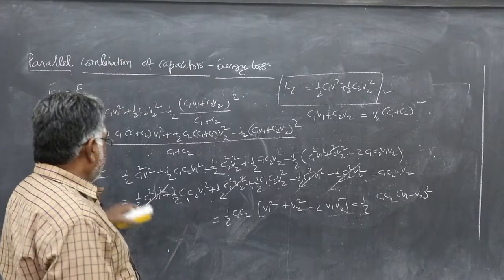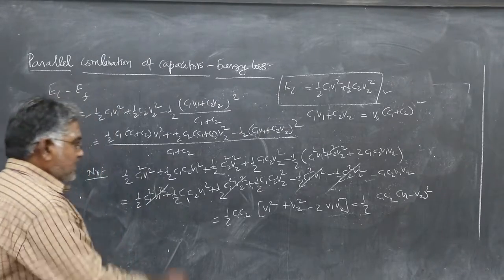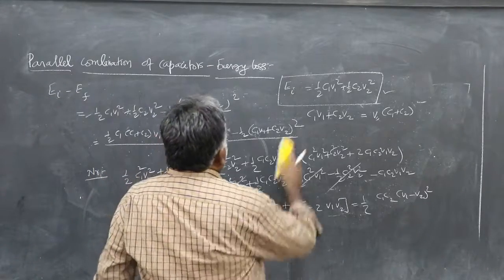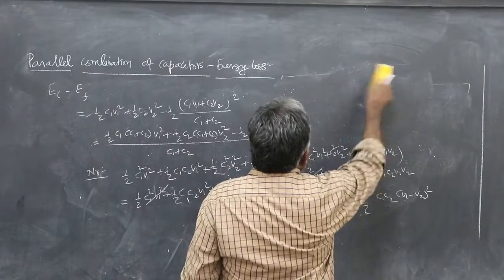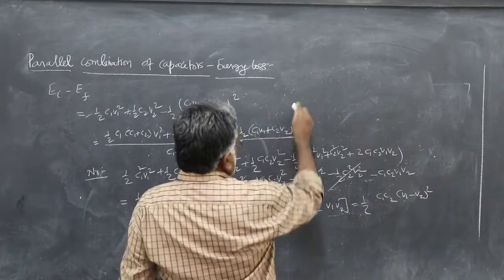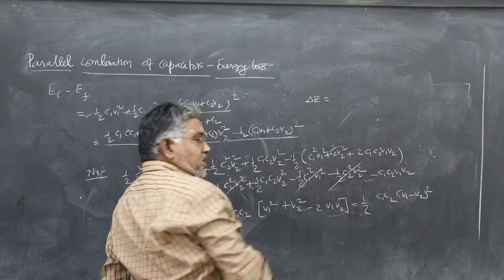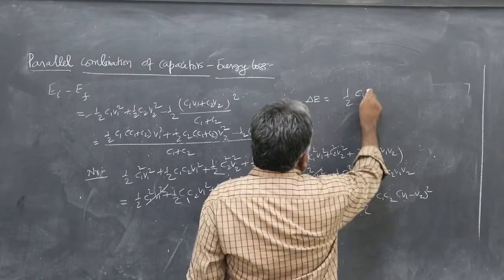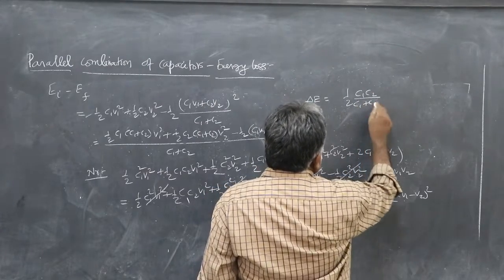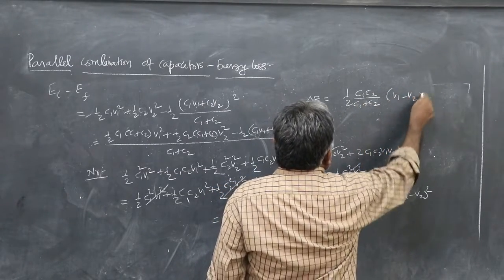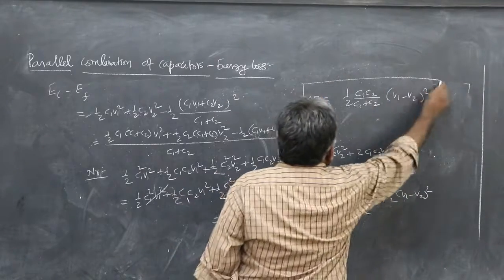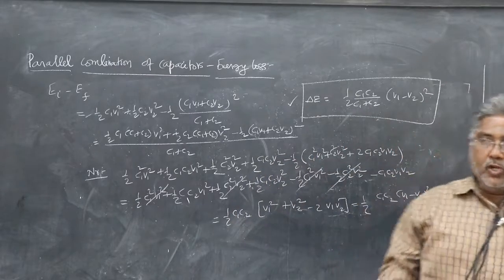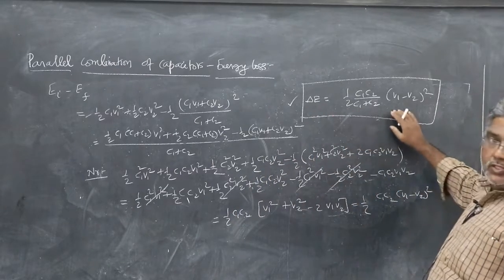But you see, this is only the numerator. So for energy loss you have to divide it by C1 plus C2. So the loss in energy, or the change in energy, let's say change in energy, and interpret, is half C1 C2 by C1 plus C2 times V1 minus V2 the whole square. So initial energy minus final energy is this.